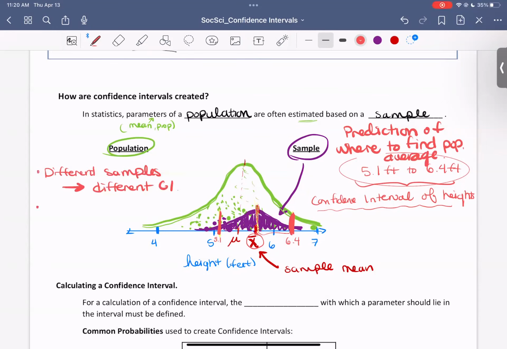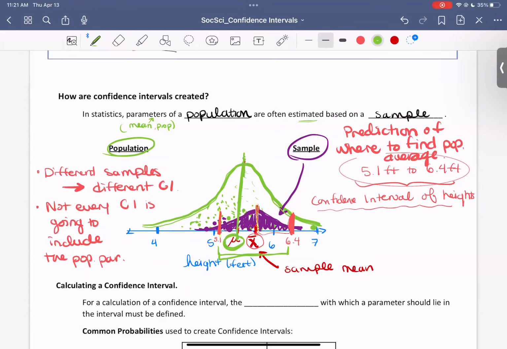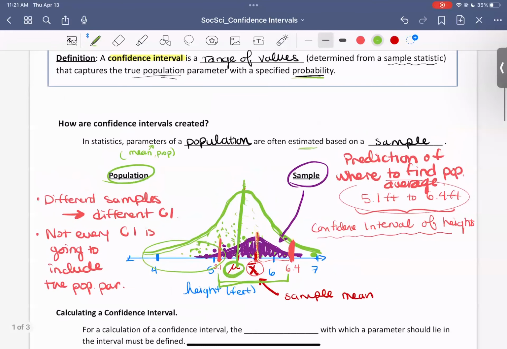Another thing to note is that not every confidence interval is going to include or capture that population parameter. So the one that we created here, turns out it does. We can see that the mu, or the average of our population, does fall within our range. But it might have been that our sample was maybe all down here and that our sample didn't include that range. So that's where probability comes into our confidence interval.